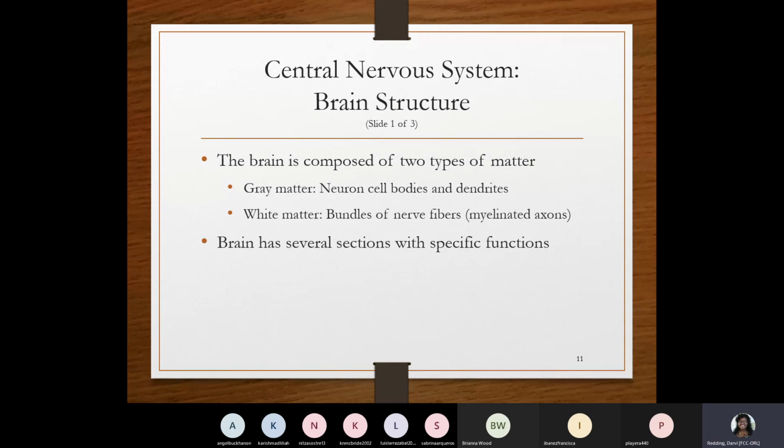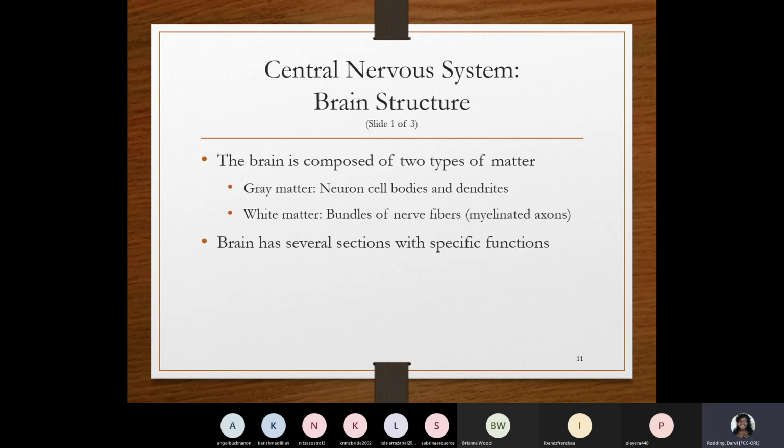So now that we've talked about the nerve transmission, we'll next talk about the structure of the brain. It's important to understand that the brain has several sections. The largest brain area is the cerebral cortex that has gray matter that lies over the white matter. The brain is composed of two types of matter. Gray matter, which is the neuron cell bodies and the dendrites, and then the white matter, which is the bundles of nerve fibers, the myelinated axons.